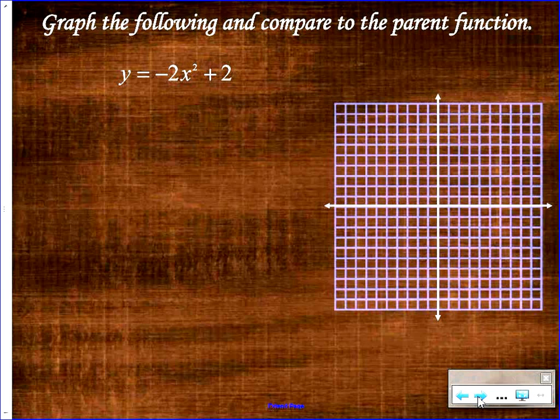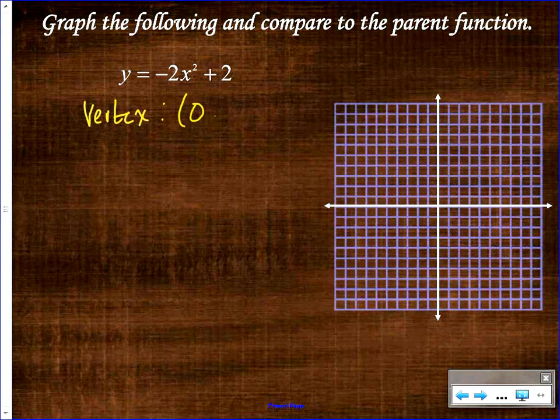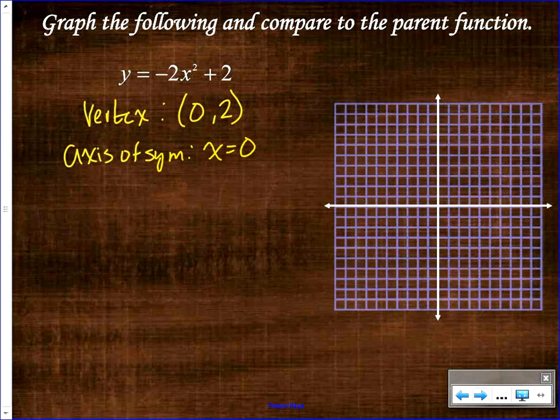Are you done? You're done, right? So you can come up here and do this for me. Okay, what is my vertex? Good. 0, 2. Nice. Okay. What is my line of symmetry? It's 0. Good. Axis of symmetry, yes. The x coordinate of our vertex is the line of symmetry, in case you haven't figured that one out yet.